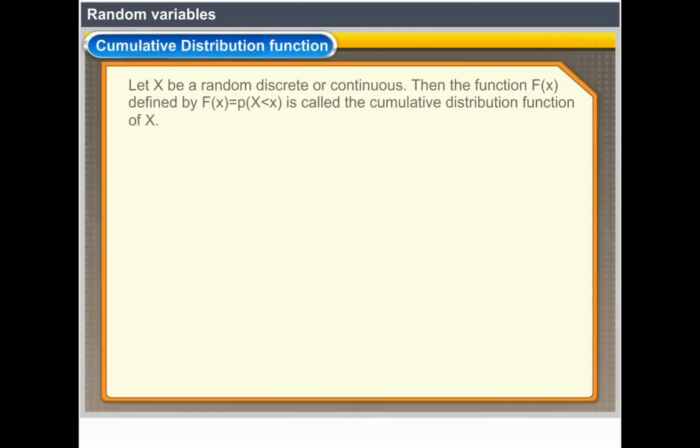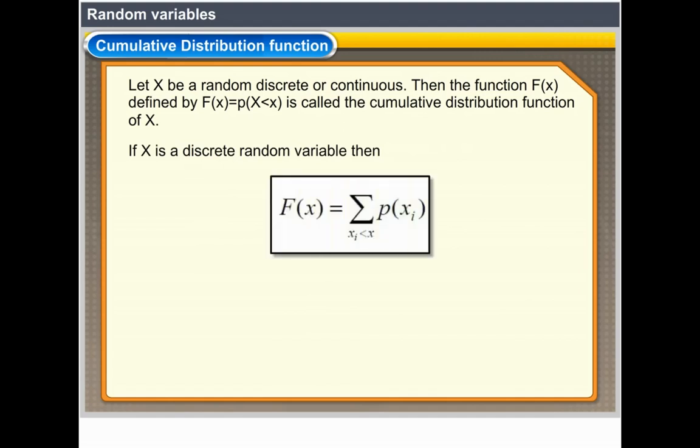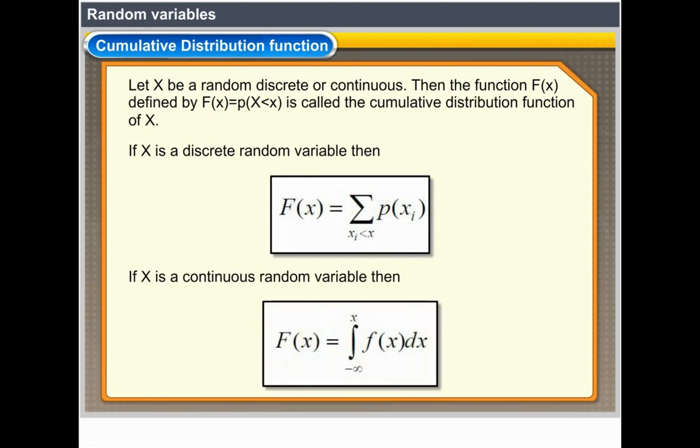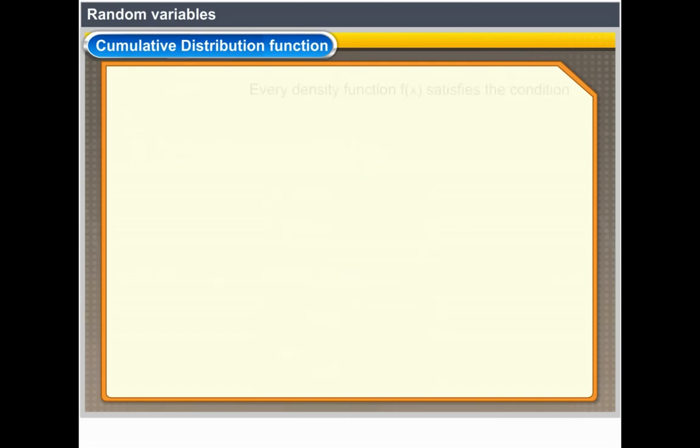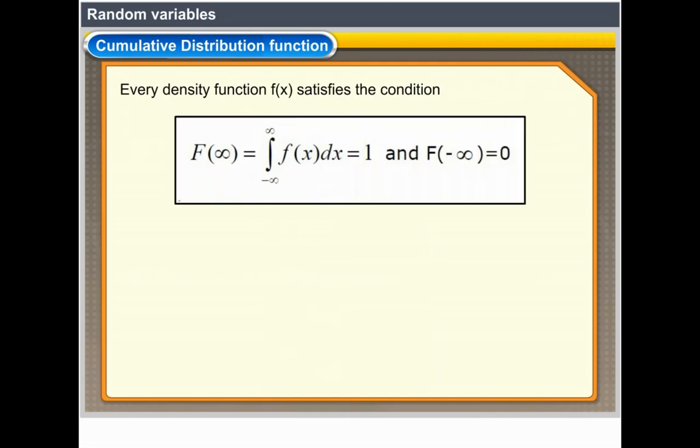Cumulative distribution function. Let X be a random variable, may be discrete or continuous. Then the function F of x defined by F of x equal to P of capital X less than x is called the cumulative distribution function of X. If X is a discrete random variable, then F of x equal to summation over xi less than x of P of xi. If X is a continuous random variable, then F of x equal to integral from minus infinity to x of f of x dx. Every density function f of x satisfies the condition F of infinity equal to integral from minus infinity to plus infinity of f of x dx equal to 1 and F of minus infinity equal to 0.